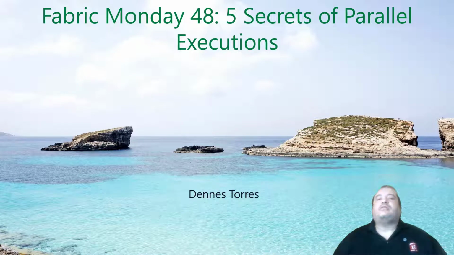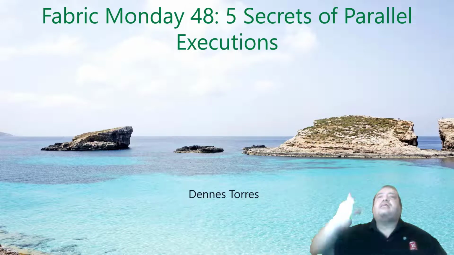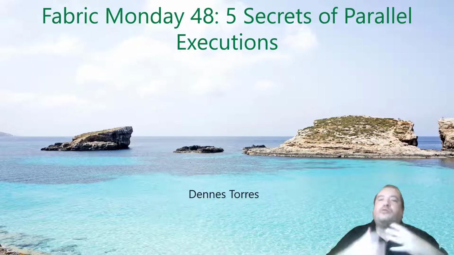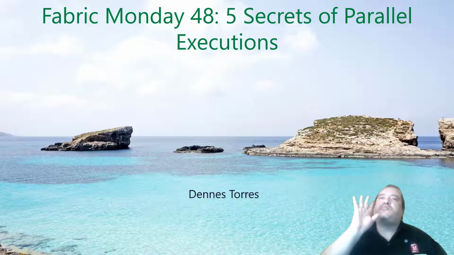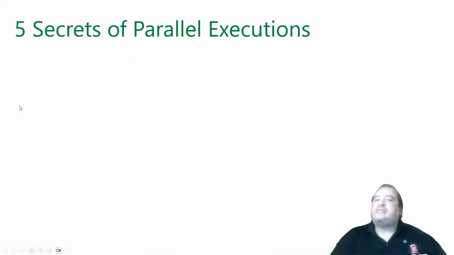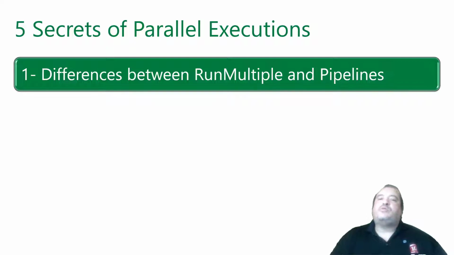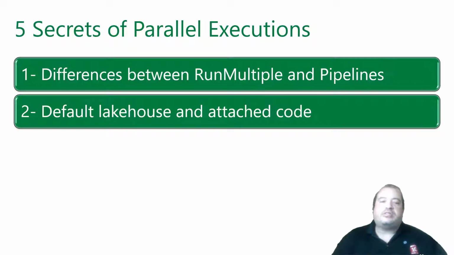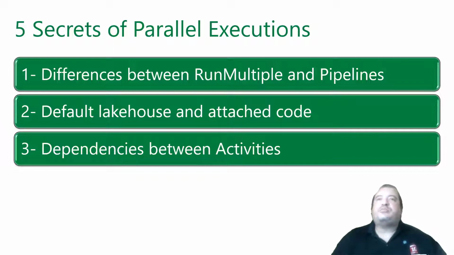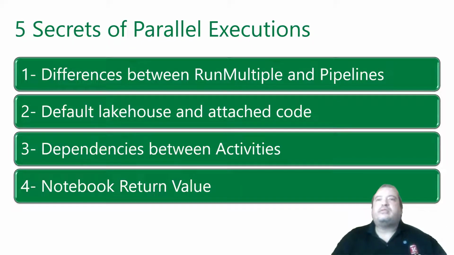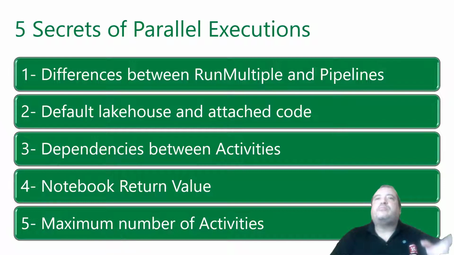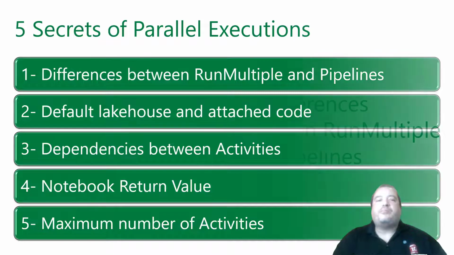Welcome to Fabric Monday. Today I'll talk about 5 secrets of parallel executions. Last week we saw an example of how to make parallel execution from notebooks. Today I'll talk about 5 secrets of these parallel executions. What are these 5 secrets? Difference between RunMultiple and pipelines, the default Lakehouse and attached code, dependencies between activities, notebook return value, and maximum number of activities. Let's understand these items one by one.